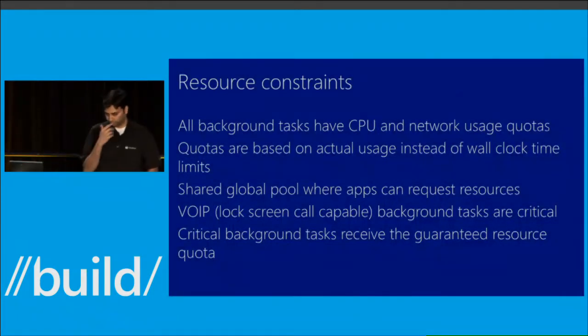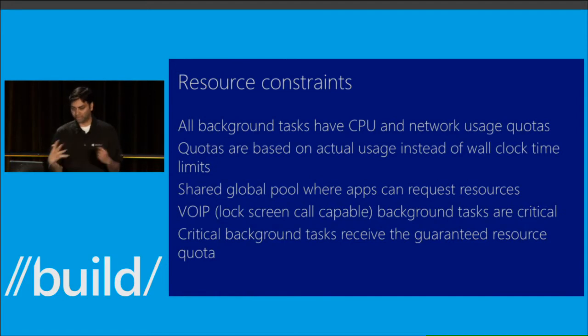Resource constraints. As I've mentioned throughout the talk, and I'm sounding like a broken record, the whole background task infrastructure is designed for power awareness. It's designed to be power efficient. And so that's why we have resource quotas. We have CPU usage quotas, and we have network usage quotas.